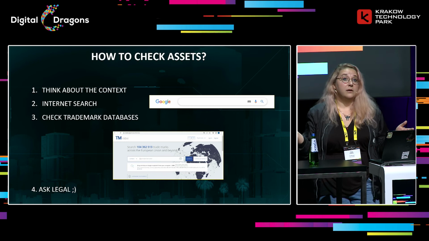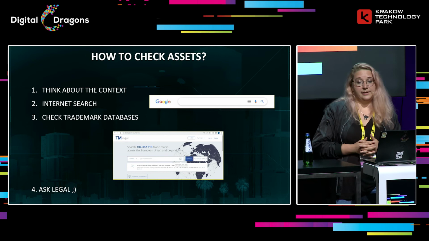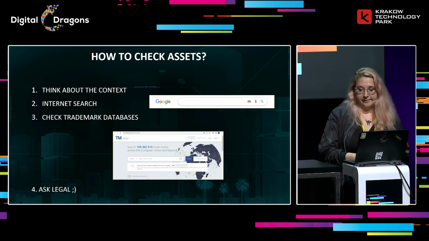It might occur that there is no trademark registered like that, etc., etc. So this is really important to do as an artist because it helps you limit the risk of getting into trouble later on at a very early stage.